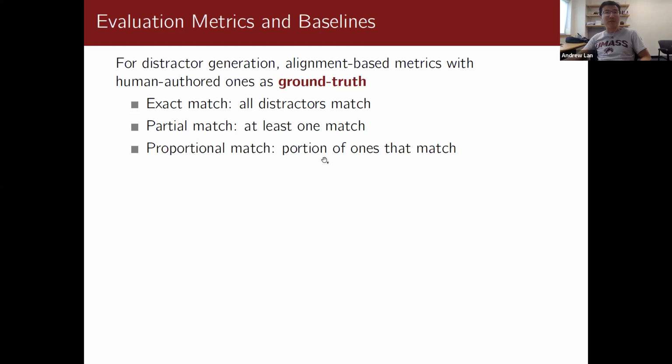Sure, and then we use these three sub-metrics, right? So let's just emphasize the final one, which is that overall across a large number of questions, if we generate 3 distractors with our method, I'm looking at how many of them actually match the ground truth distractors, and we find the portion of all generated ones that match the ground truth ones.